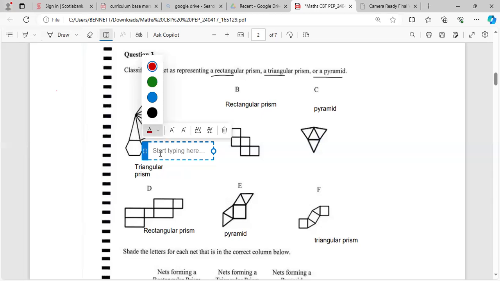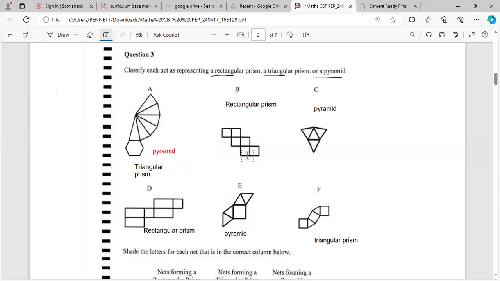Sir, for A, I have nets forming a pyramid. Oh, you have pyramid. How can that be a pyramid? Where did you get that from, Khalil? Khalil, we don't do that. We allowed everyone to talk, and then we have a disagreement. All right. Is there any other one that you disagree with? So I'm checking, sir. Any other person can check it as well, not just you.